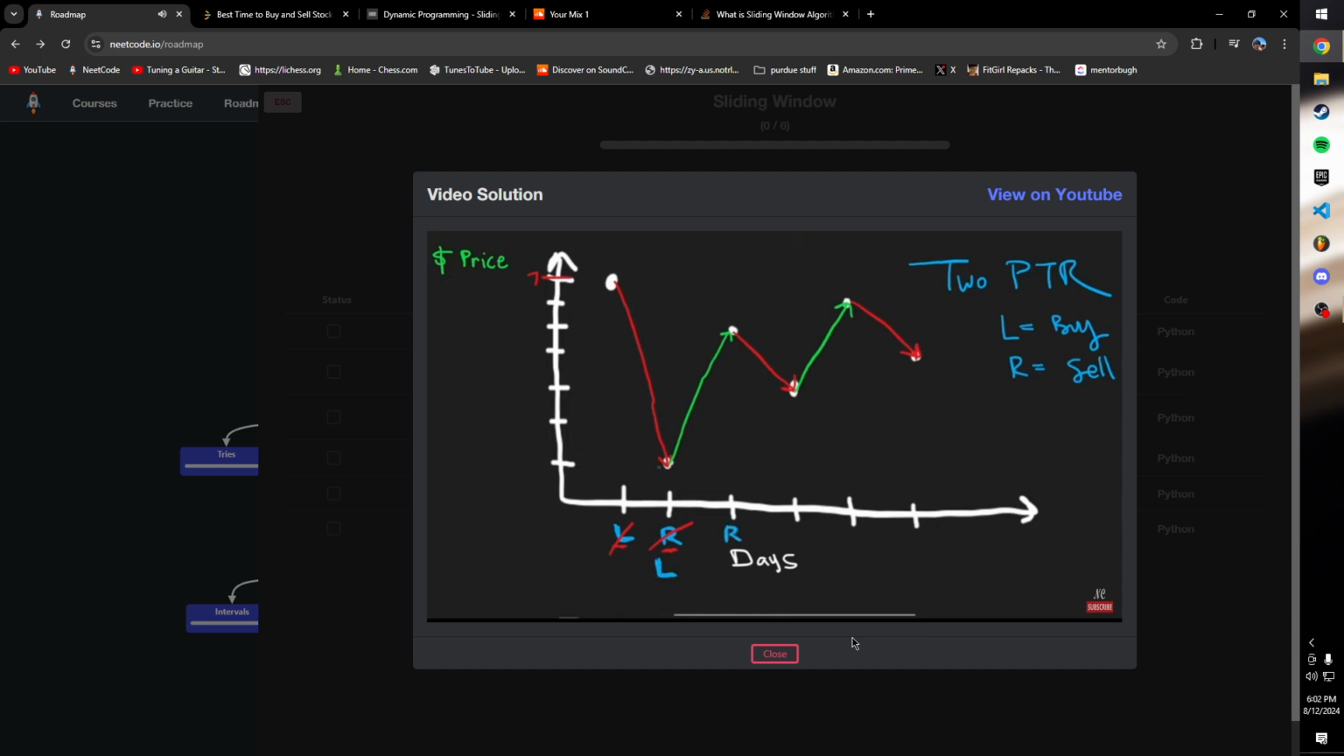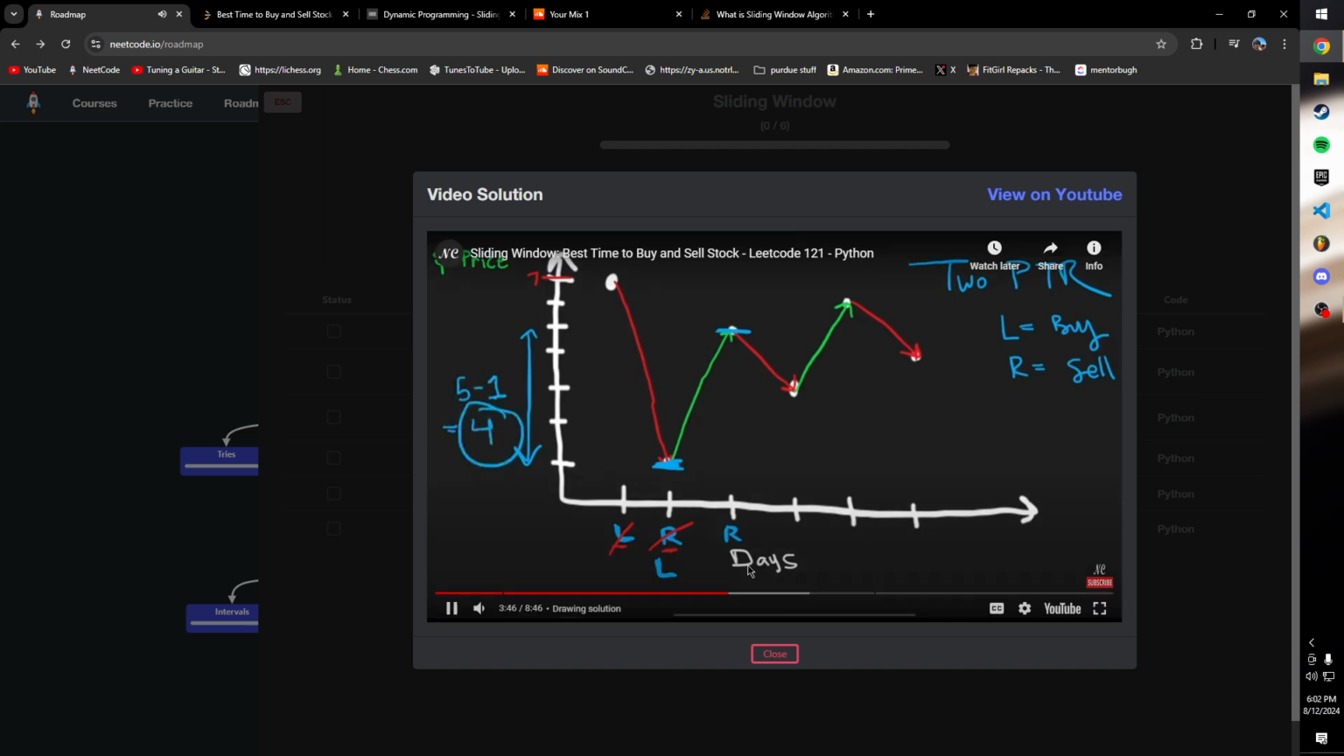So now we see that the right value is actually greater than the left value. But what's the profit? The profit in this case is going to be 5 minus 1, which we know equals 4, which is so far our current max profit. Update our right pointer.